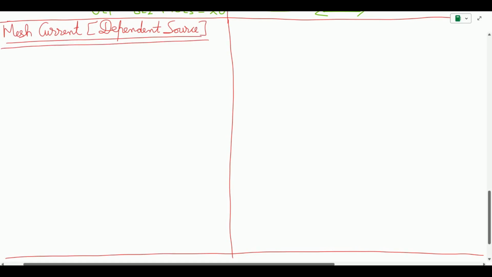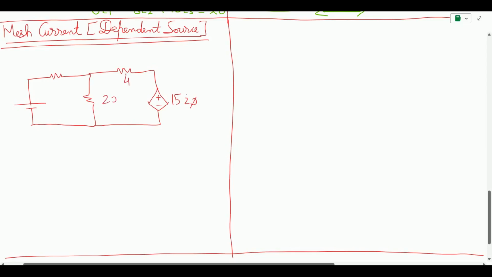Let us take a simple circuit. This is a voltage source connected to a 5 ohm, then I have a 20 ohm, and then I have a 4 ohm, and then I have a current controlled voltage dependent source. 15I5 is the current. This is the 4 ohm resistance, 20 ohm, 5 ohm, and the main voltage source is 50 volts. And the current is moving through the 20 ohm, which is I5. And I also have another branch on the top, and this is of 1 ohm.